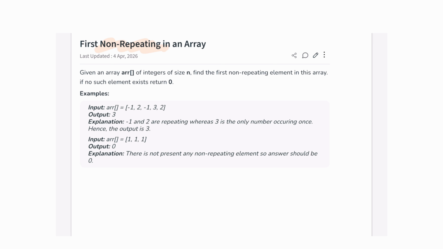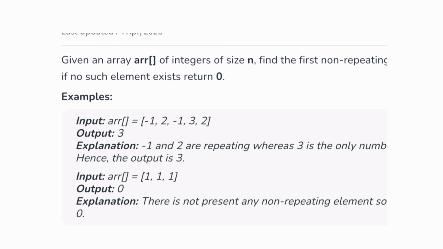That means for a given array, I have the array data. Out of this array data, some numbers are repeating. For example, -1, -1, 2, 2. But is 3 getting repeated? No. This is what the expectation is. For a given array, find the number which is non-repeating, right?